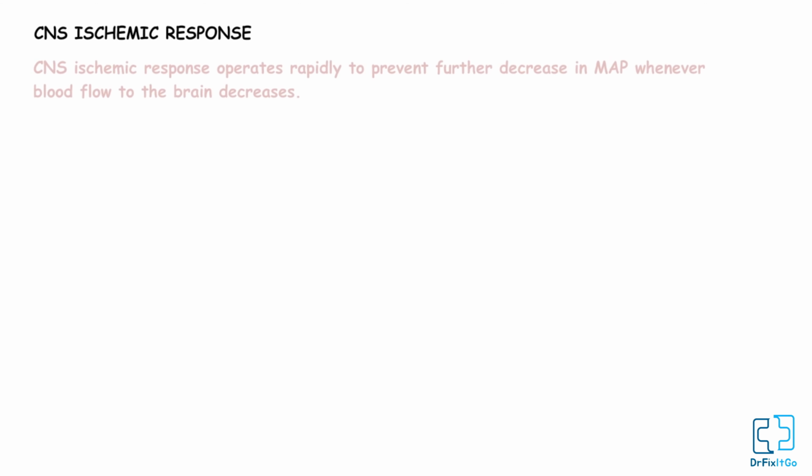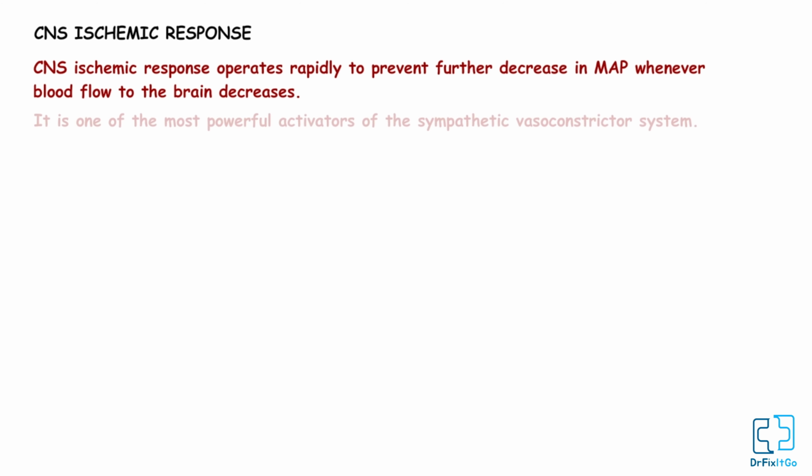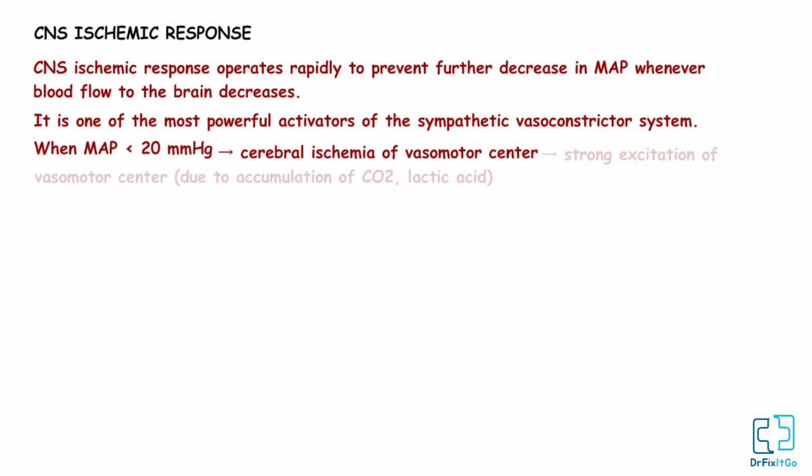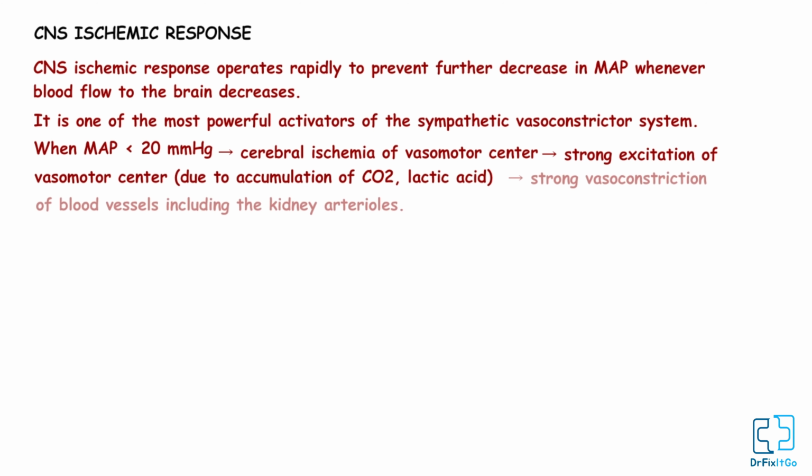CNS ischemic response. CNS ischemic response operates rapidly to prevent further decrease in mean arterial pressure whenever blood flow to the brain decreases. It is one of the most powerful activators of the sympathetic vasoconstrictor system. When mean arterial pressure is less than 20 mmHg, cerebral ischemia of the vasomotor center leads to strong excitation of the vasomotor center due to accumulation of carbon dioxide and lactic acid, leading to strong vasoconstriction of blood vessels including the kidney arterioles.